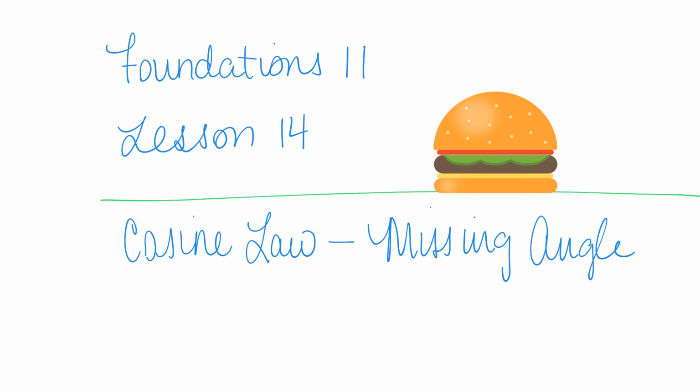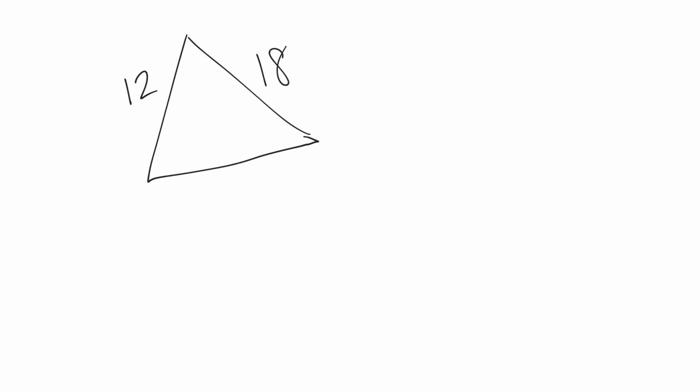We are going to look at cosine law, but specifically what happens when you have a missing angle. So when you have a triangle, we're going to have a triangle that looks like this. And it's going to say something like maybe 12, 18, and then we'll call this side 9. And let's say we want to know this angle up here. This is our theta.